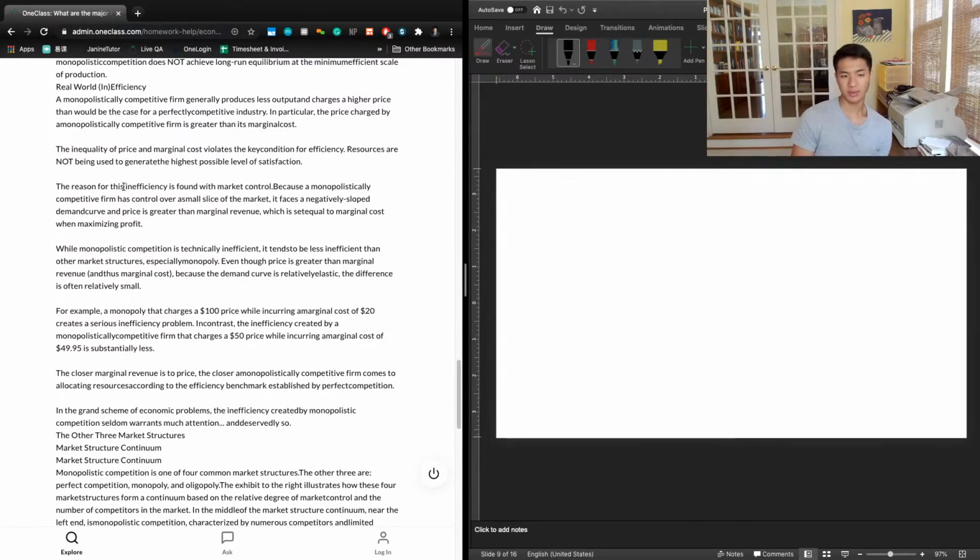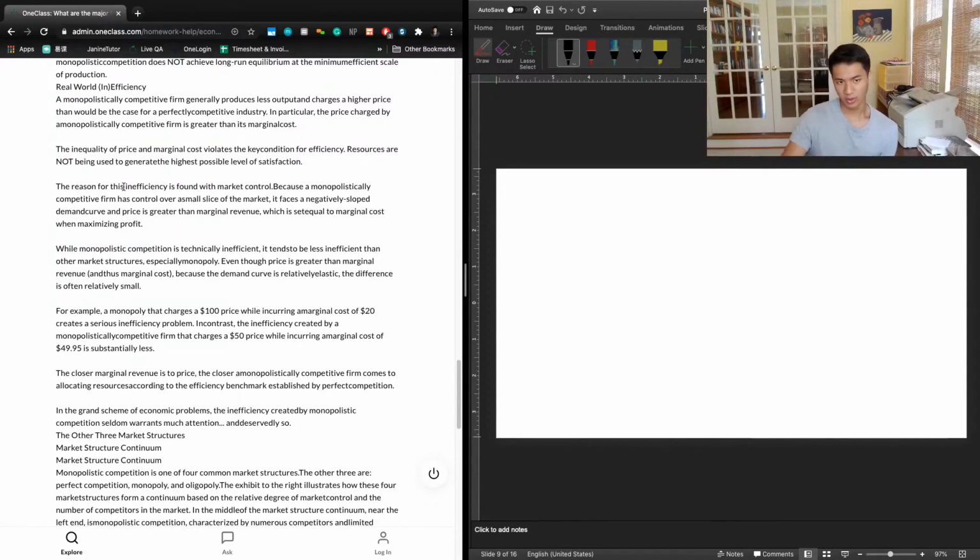While monopolistic competition is technically inefficient, it tends to be less inefficient than other market structures, especially monopoly, even though price is greater than marginal revenue. Because the demand curve is relatively elastic, the difference is often relatively small.